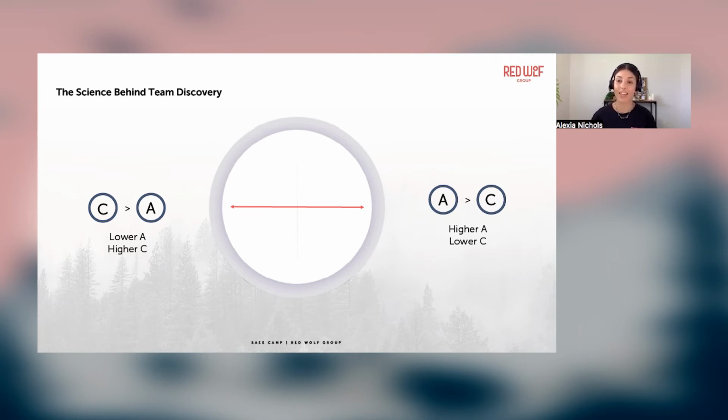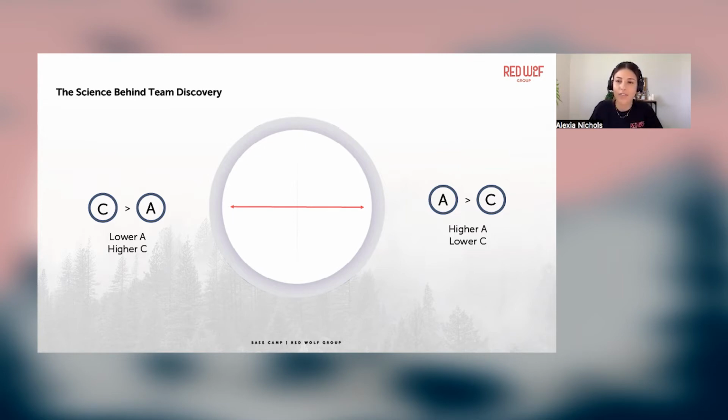Yep, top right, correct. So A over C, straight away, we know that they're going to fall on the right-hand side of the wheel, and then they've got a B over D factor combination. So they're going to sit on the top half of the wheel. So already, whether you're thinking of your own profile or a team member's profile, if you were to just look at those two factor combinations, you can start to identify where they sit. So this person would sit in the top right quadrant, correct?